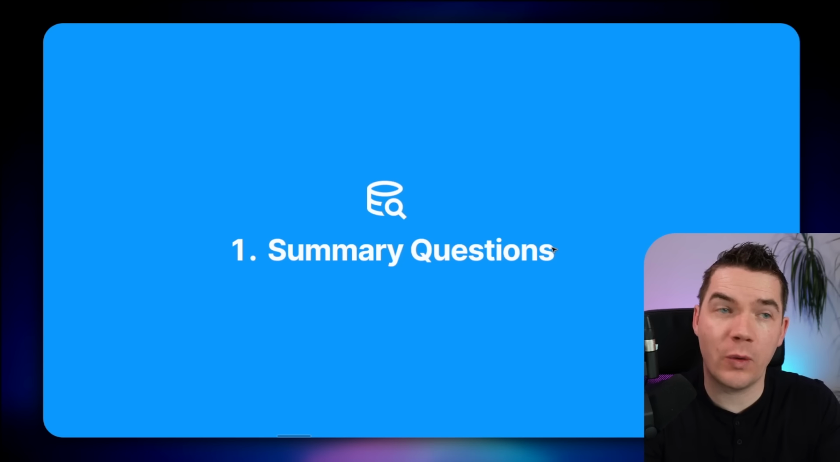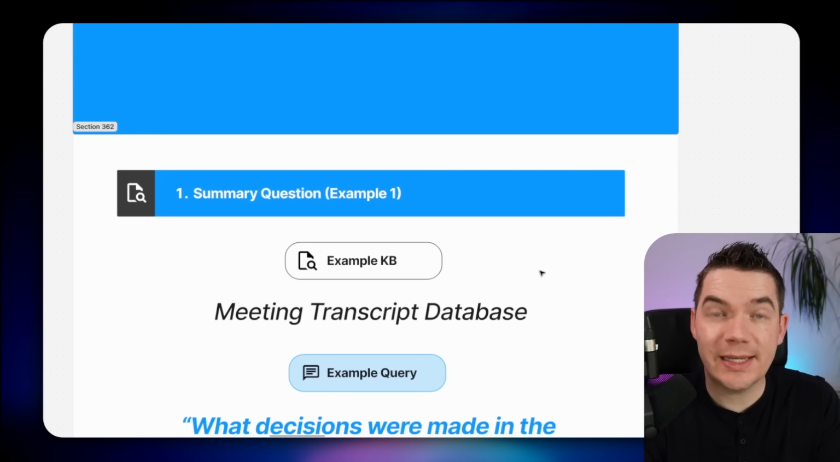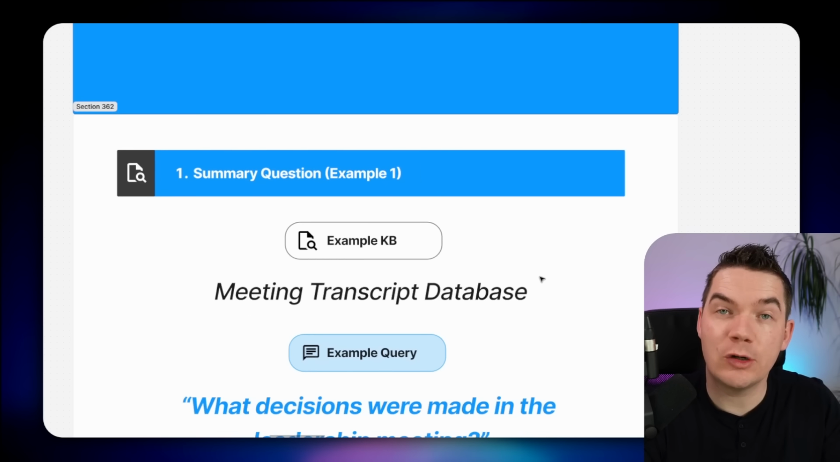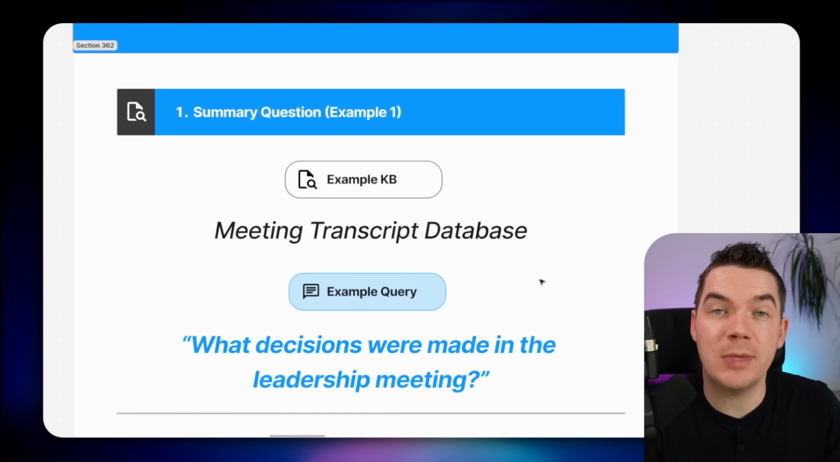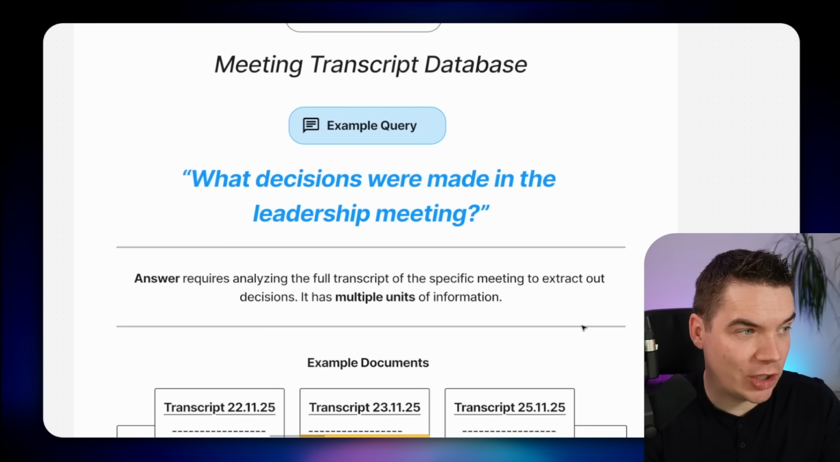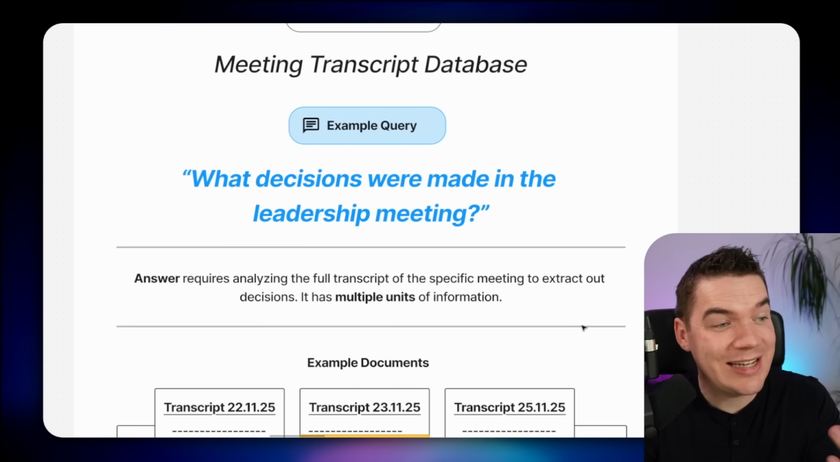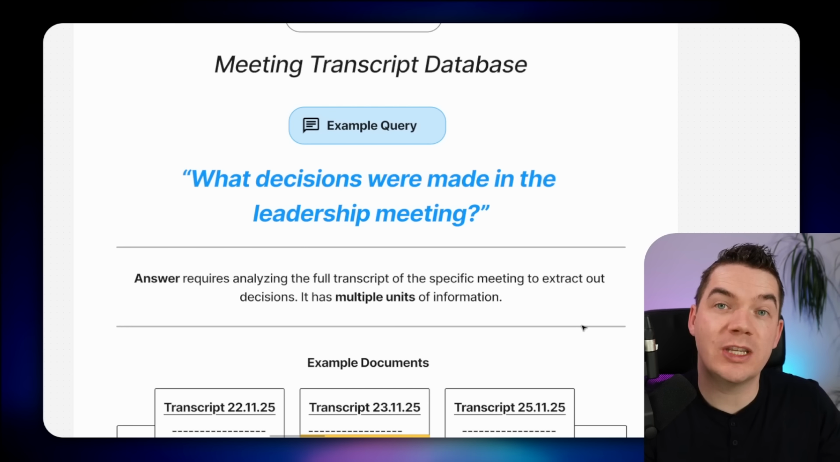First up are summary questions, and this is the most common question type that trips up our members when building out systems. In this example, we have a database of meeting transcripts. And the question is, what decisions were made in the leadership meeting? The key thing about this question is to answer it accurately, you need to analyze the full transcript of the specific meeting. That way you can extract out the various decisions that were made. So it has multiple units of information.